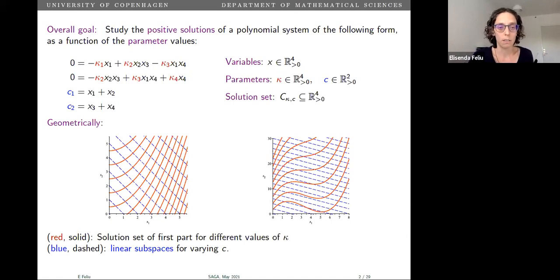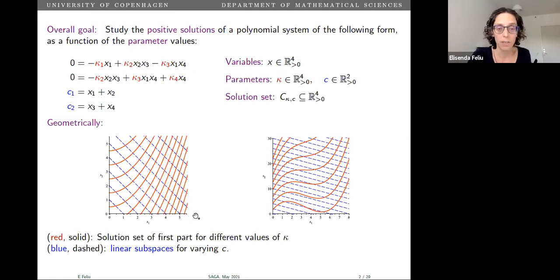Geometrically, I think the picture is clearer. We have two families of algebraic varieties given by the zero sets of these equations, and the red drawn here corresponds to the first part. This drawing is in 2 dimensions, so it's not the same system as here, it's just for illustration. So we have a family of red curves, and then we have a family of linear subspaces. And what we want to understand is where they intersect, right? Every time I pick a red curve and a blue line, how many intersection points are there, for example.